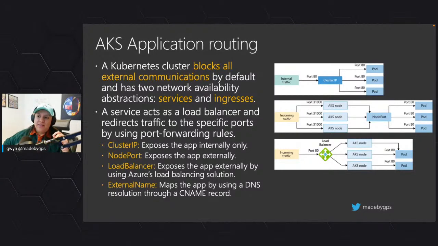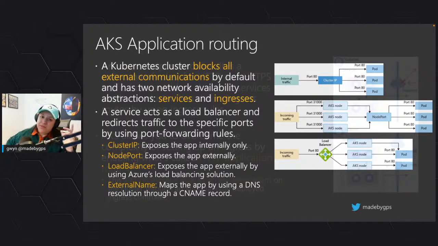A service acts as a load balancer and will redirect traffic to specific ports. Here we have cluster IP, which is this top right diagram. If you just need the pods or services inside your cluster to talk with other services inside, you could use cluster IP. If you needed your services to work with external traffic, you'd use node port. Load balancer exposes the app externally by using Azure's load balancing solution. And then external name maps the app by using DNS resolution through a CNAME. So those are the types of services that you could use, and we have examples on the right side here.